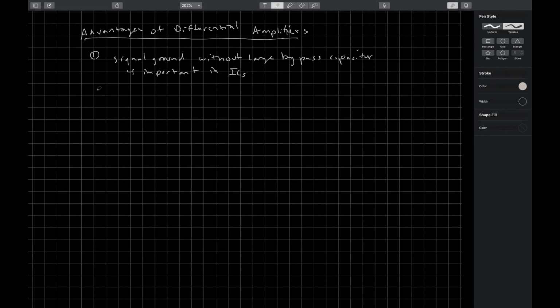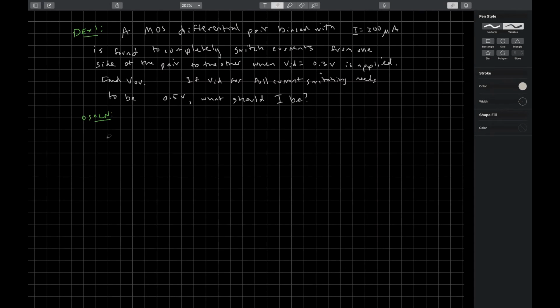The second advantage is that by taking the output differentially, we can increase the gain by a factor of 2 instead of taking it single-ended. However, there is one disadvantage that I want to mention, which is that some applications require single-ended outputs. Okay, so I'd like to do two quick examples.